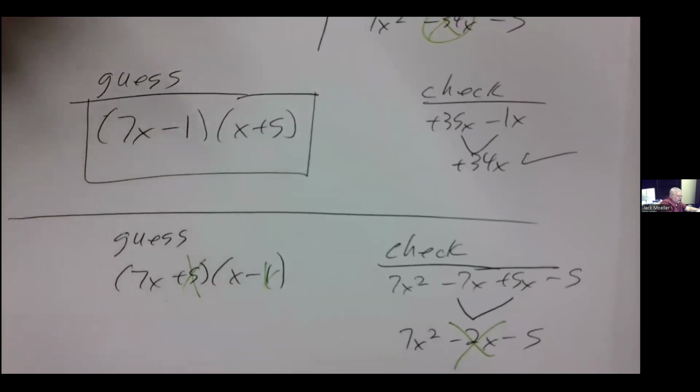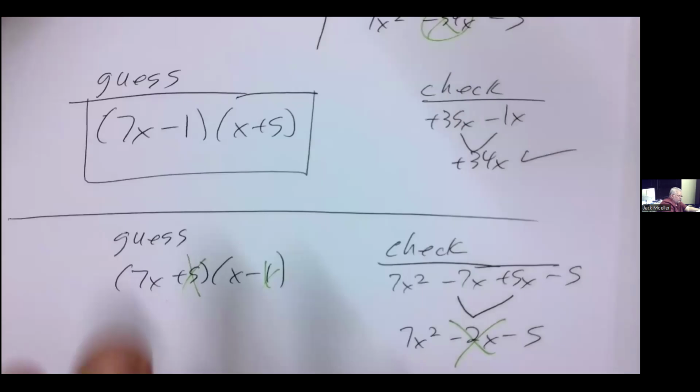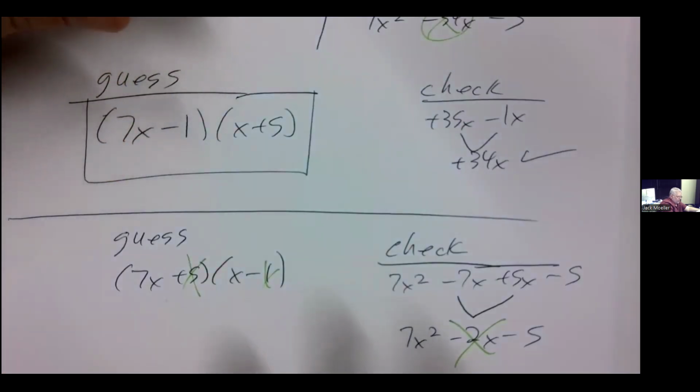So for some people, if you don't get your guess right the first time, figuring out the other guesses can get complicated. And I understand that, but that's why we're also teaching the AC method.